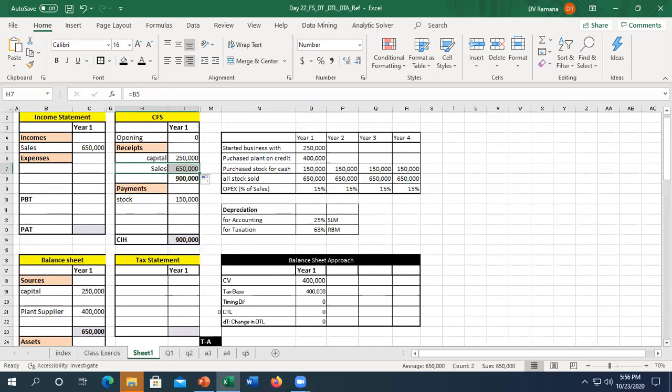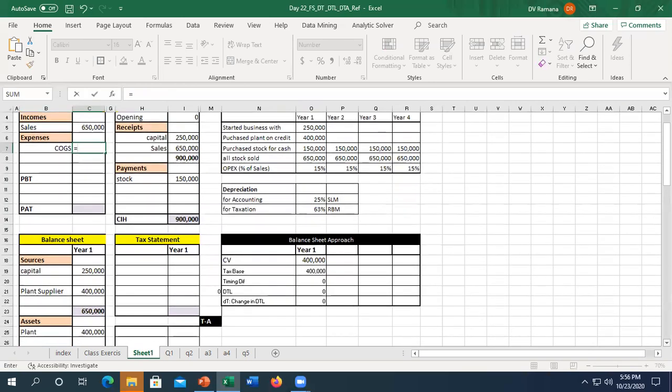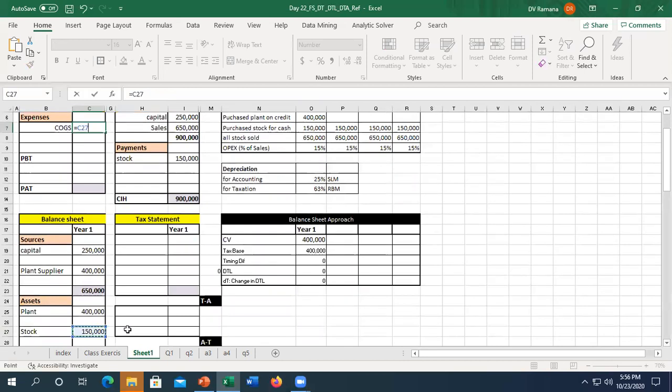And we know that whenever there will be a sales, as per the matching concept, there has to be cost of goods sold, and the cost of goods sold is the stock.